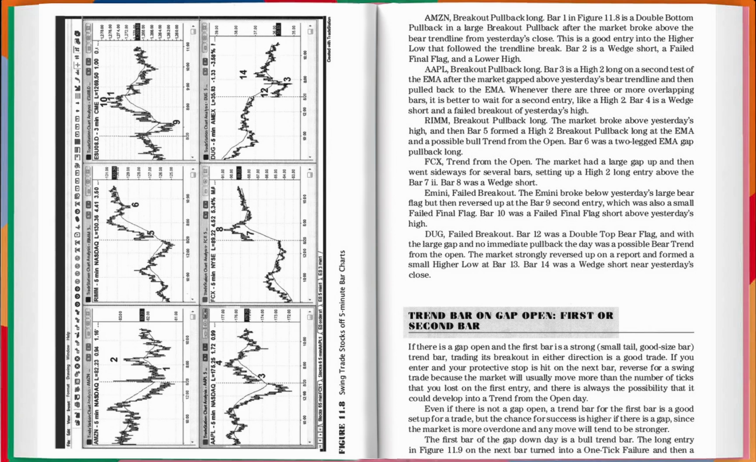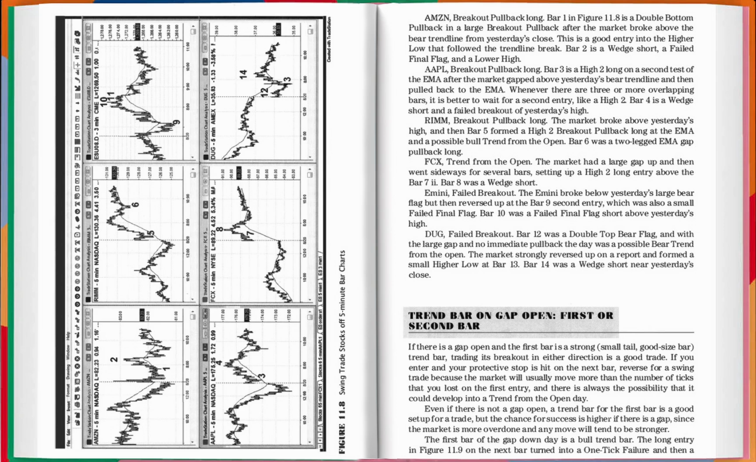Bar 10 was a failed final flag short above yesterday's high. DOW, failed breakout. Bar 12 was a double top bear flag, and with the large gap and no immediate pullback, the day was a possible bear trend from the open. The market strongly reversed up on a report and formed a small higher low at bar 13. Bar 14 was a wedge short near yesterday's close.